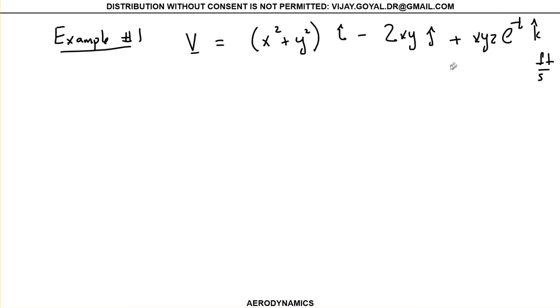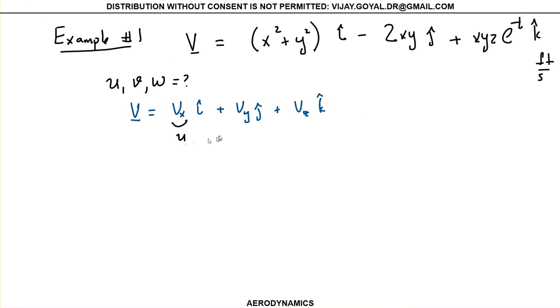And the problem is saying, give me the velocity components u, v, and w. What are they at any particular location? So if we just compare these, remember that V is equal to Vx i plus Vy j plus Vz k, and this can also be written as u, v, and w.